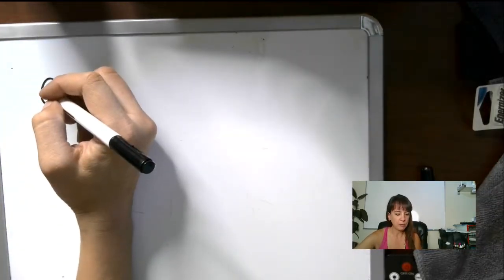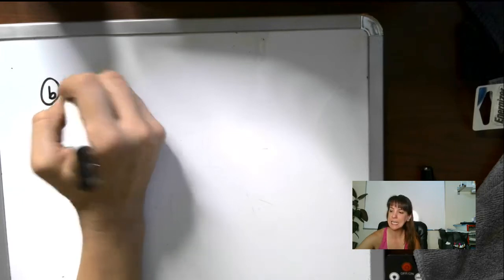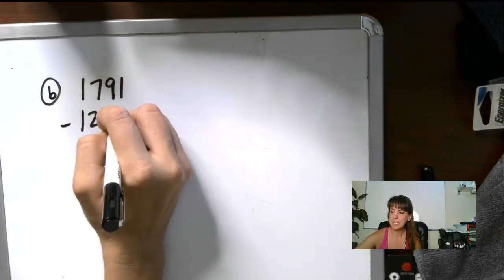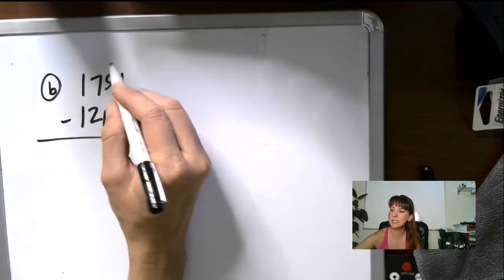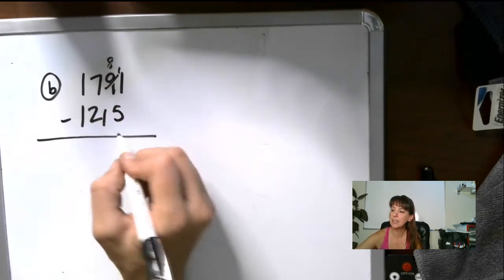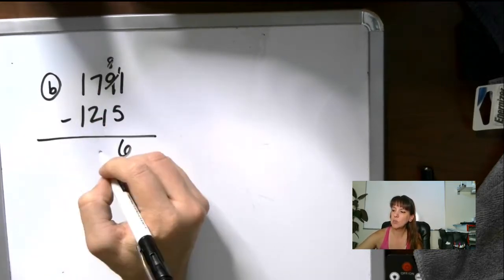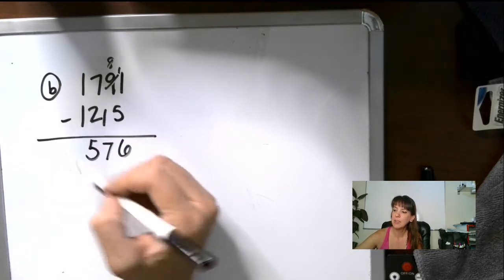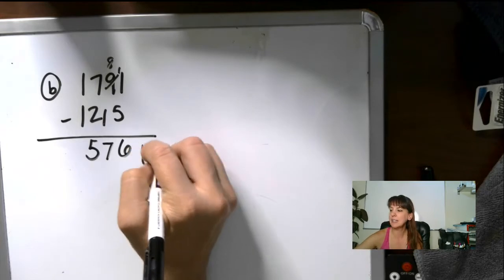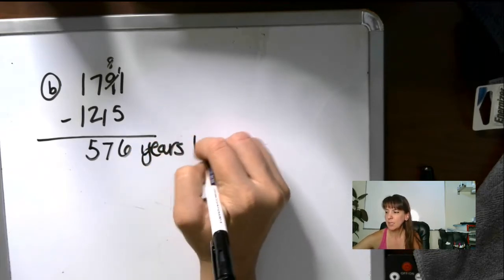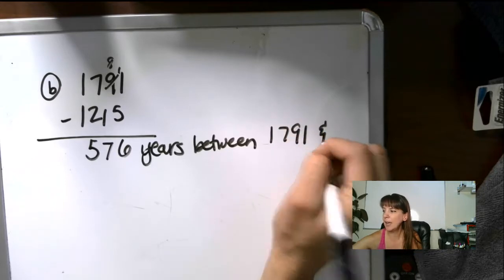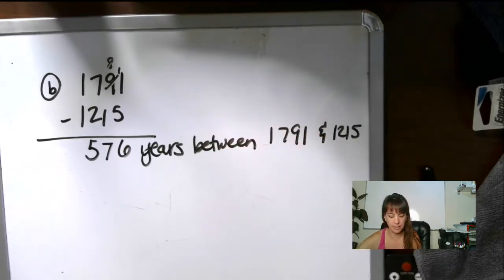How many years were there from 1215 to 1791? Let's go ahead and do some subtraction here. This is going to be 8. This will be 11. This will be 6. 8 minus 1 is 7. 7 minus 2 is 5. So 576 years between 1791 and 1215.